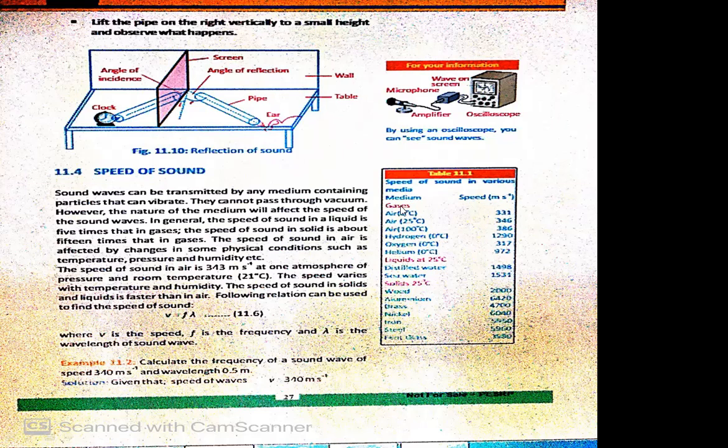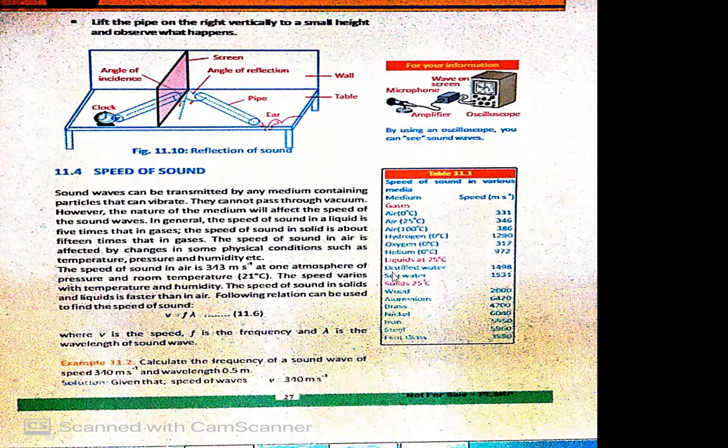Suppose the speed of sound in gases. So these are the gases. Speed of sound in air at 0 degrees: if the air temperature is 0 degrees, then the speed of sound will be 333 meters per second. But if the air temperature is 25 degrees, then the speed of sound is 346 meters per second. If the air temperature is 100 degrees Celsius, then the speed of sound is 386 meters per second.